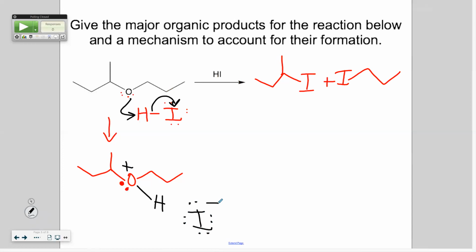4, so it's negative. Okay, so now what happens? Where does the I minus go? It goes to the what? It goes to one of the carbons that the O is attached to so that it can get those electrons.